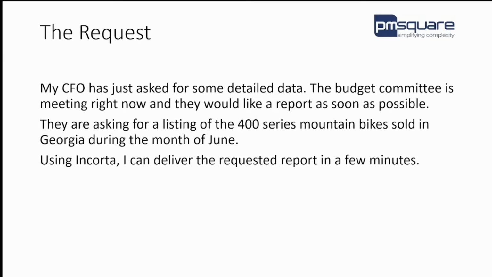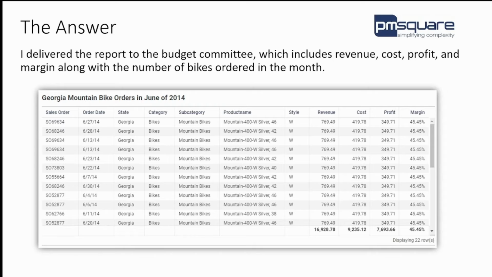My CFO has just asked for some detailed data. The budget committee is meeting right now and they would like a report as soon as possible. They are asking for a listing of the 400 series mountain bikes sold in Georgia during the month of June. Using Incorta, I can deliver the requested report in a few minutes. I delivered the report to the budget committee, which includes revenue, cost, profit, and margin, along with the number of bikes ordered.